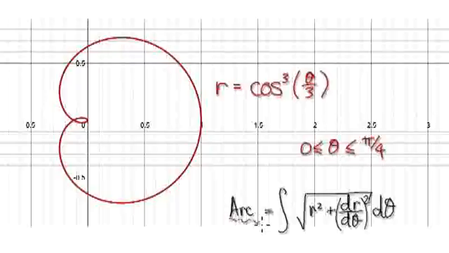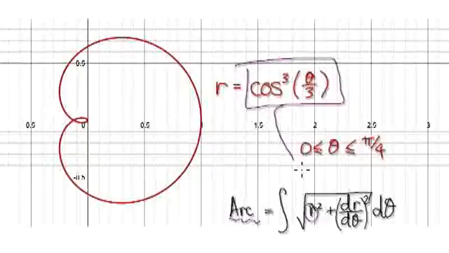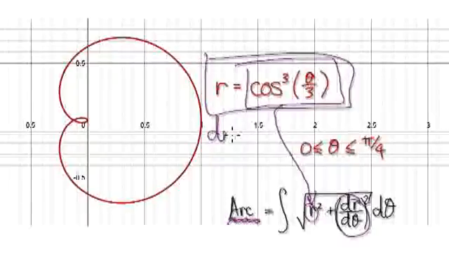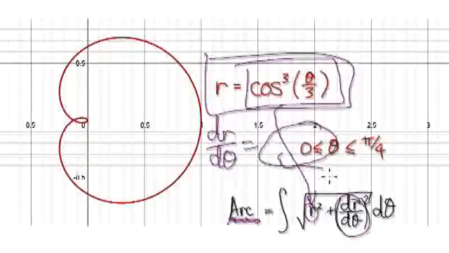Okay, so to do this, the arc length is equal to, well, we need to square the arc, so we need to put this arc into here. Looking at the formula for the arc length, we need to square dr by d theta, so we need to differentiate this. Once we've got dr by d theta, we can put it into here, and then square it.